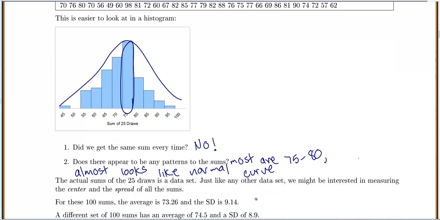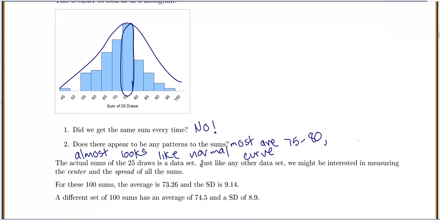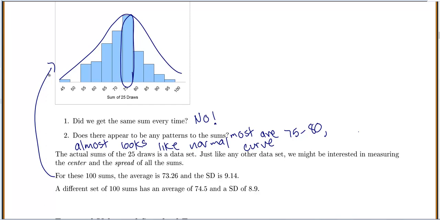So the actual sums of our 25 draws is a data set. Just like any other data set, we might be interested in measuring the center and the spread for all the sums. So for these 100 sums, the average is 73.26 and the standard deviation is 9.14. Now I found a different set of 100 sums and it had an average of 74.5 and a standard deviation of 8.9. So not only do the sums change when we do it, but if we do it 100 times, then we do it a different 100 times, we might even get different averages and standard deviations.